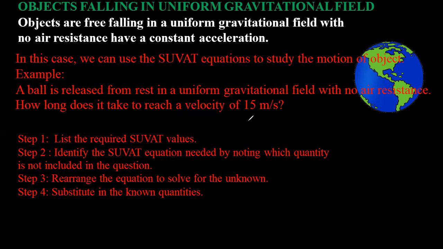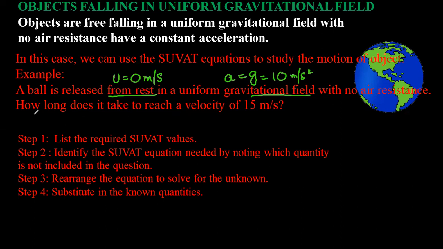For example, when a ball is released from rest in a uniform gravitational field with no air resistance, how long does it take to reach a velocity of 15 meters per second? The ball is released from rest, so the initial velocity is 0 meters per second. It is a uniform gravitational field, so the acceleration is the acceleration due to gravity, which we can take as 10 meters per second squared. And there is no air resistance.